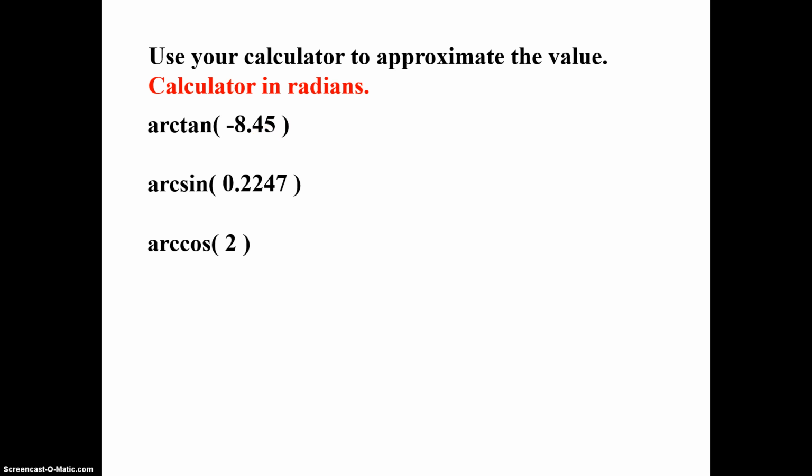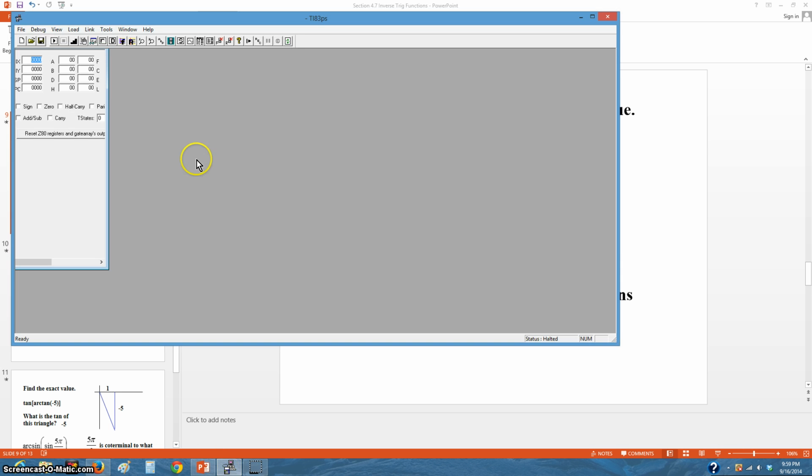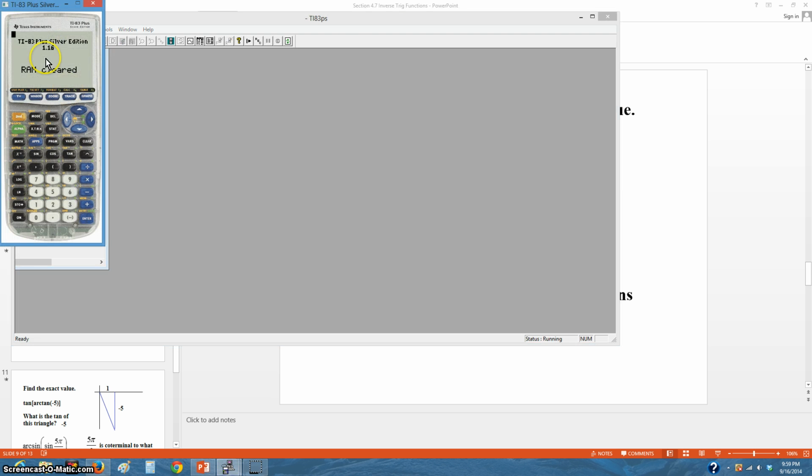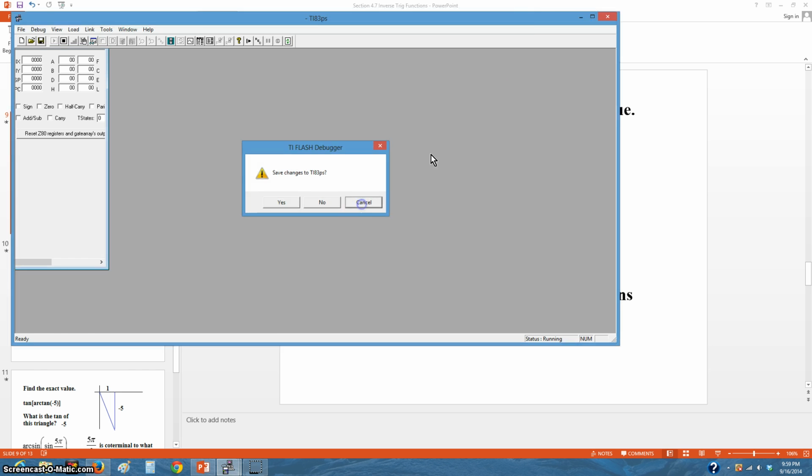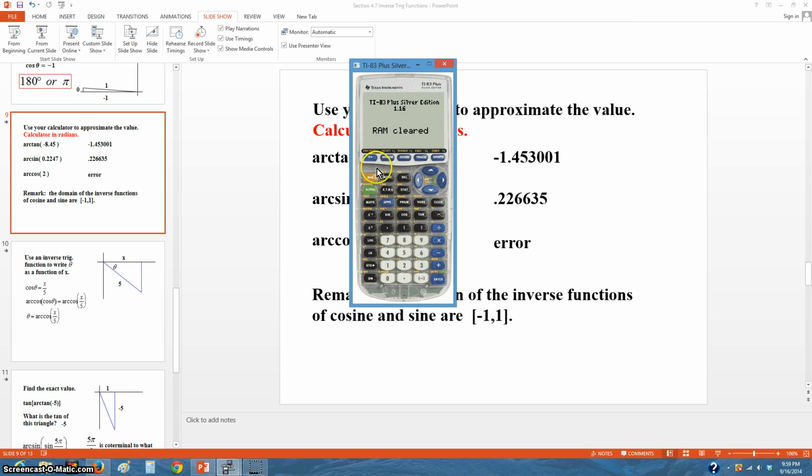I know that you don't have a calculator at the moment, but I'm actually going to do it here on the computer with you. Again, the first thing that you need to do is check to see if your calculator is in radian mode. So that's exactly what I'm going to do. I have a calculator emulator here on my computer. I'm going to press the mode button, make sure that it's in radians, and it is in radians, so I'm good to go.